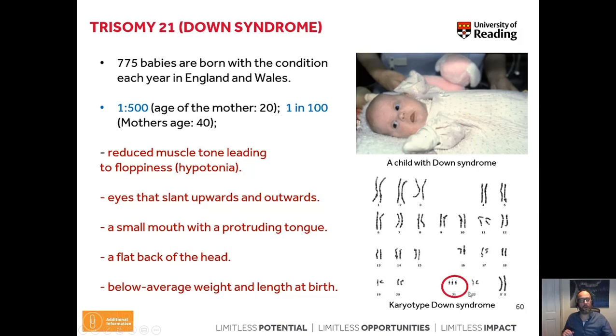And from the chromosomal configuration point of view, this is caused by the presence of an additional copy of chromosome 21, as you can see here fairly nicely in the karyotype of a carrier.